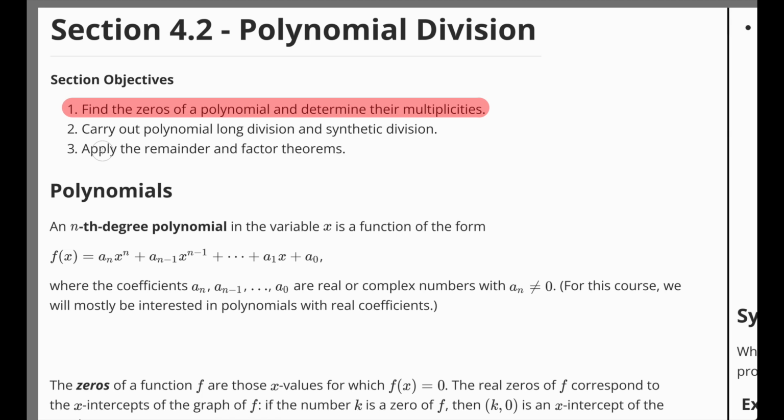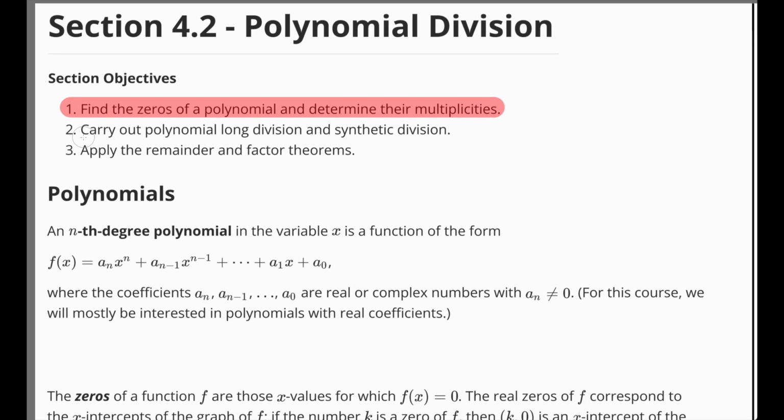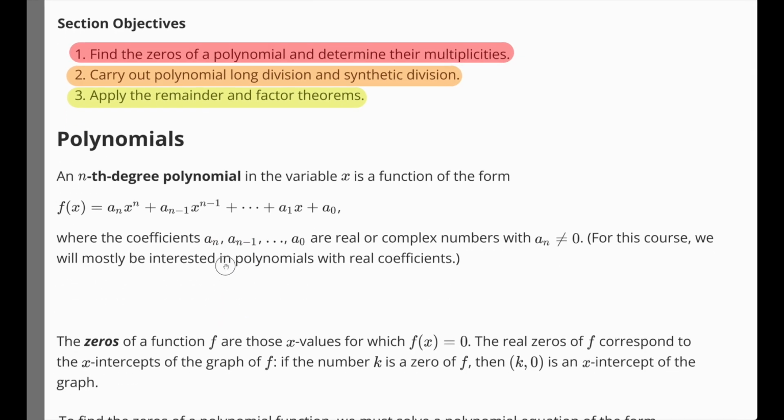The zeros of a polynomial can be thought of similar to the zeros of quadratic functions. A quadratic function is a polynomial itself as well, so you'll see a lot of carryover from that last video. Next, we're going to be carrying out polynomial long division and synthetic division. And lastly, we're going to apply the remainder and factor theorems while we're actually doing this polynomial division. All right, let's look at some more terms before we get to some examples.